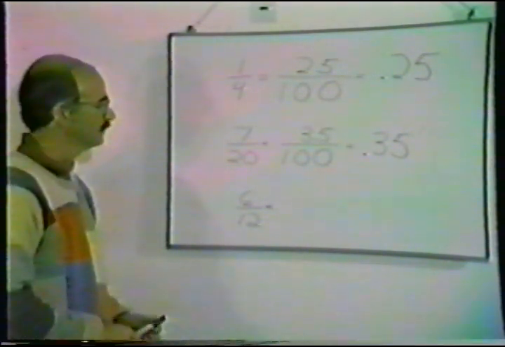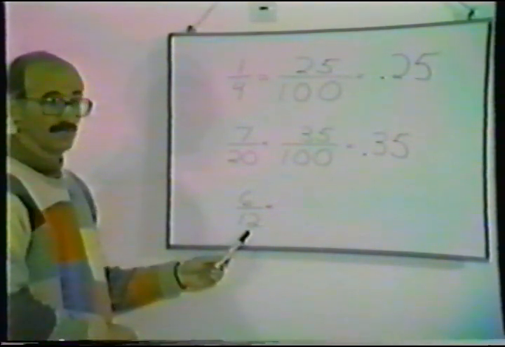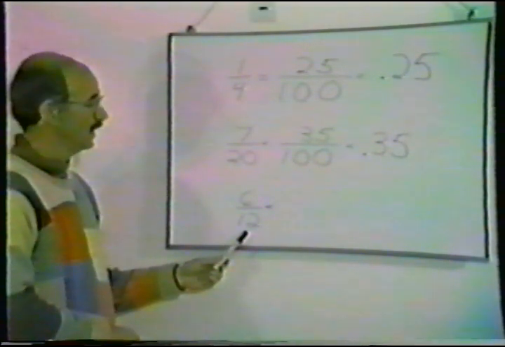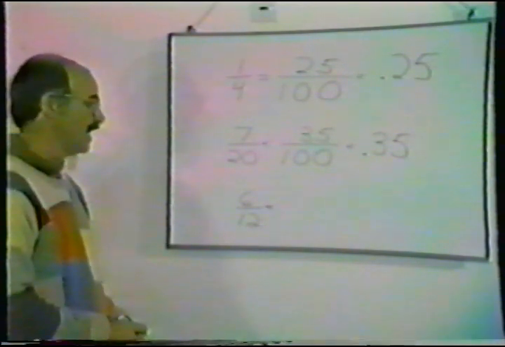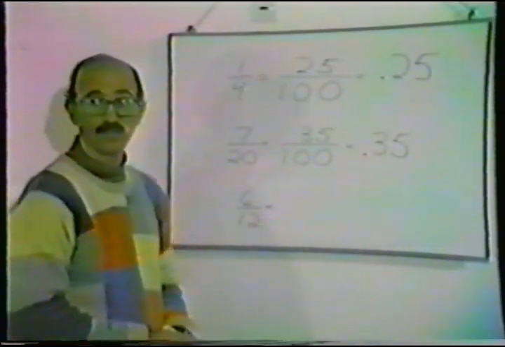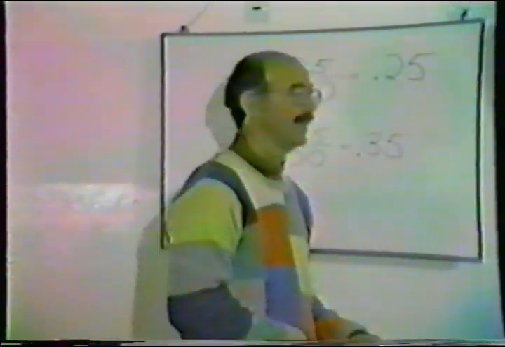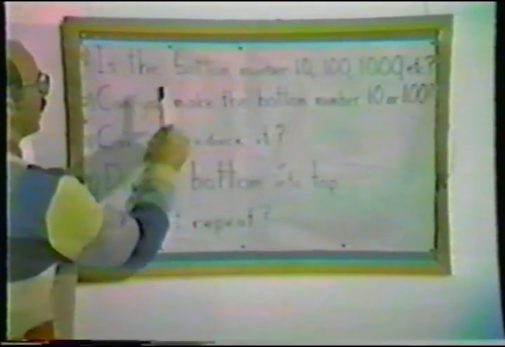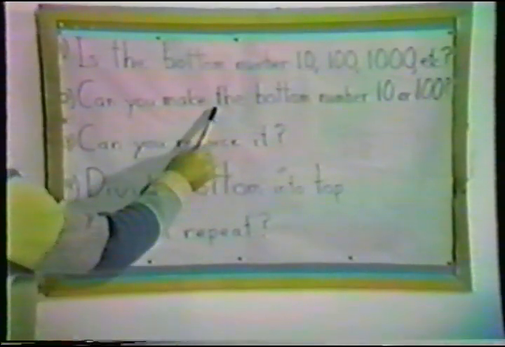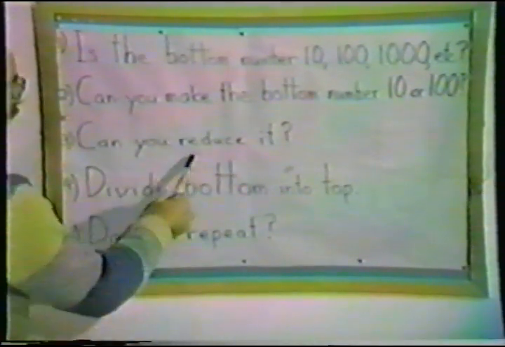6/12. Is the bottom number 10, 100, or 1,000? No. Can we make it 10 or 100? No. That is correct. 12 will not go evenly into 100. Well, let's look at our third question. When the answer to the first question and the second question are both no, then we ask the third question. Can you reduce it? Can we reduce this one?